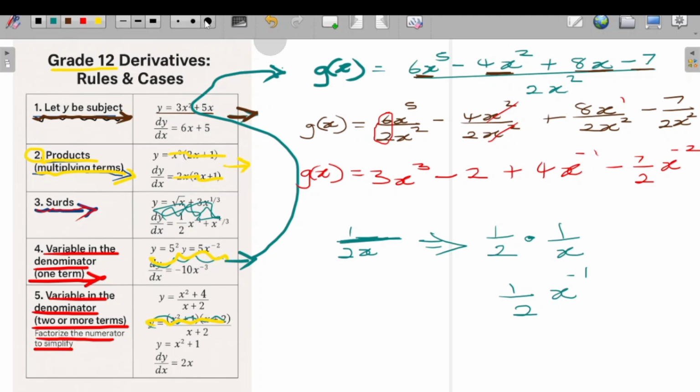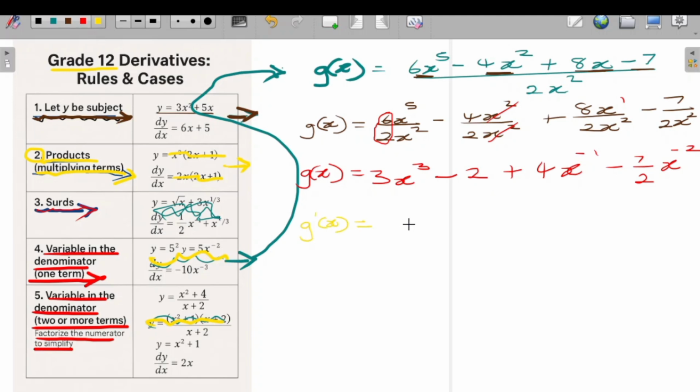So now let us continue. Let me erase this and carry on. So from this point we can just derive. So we'll say g prime x is equal to, we use the power rule. So this would be 9x squared. If you don't know the power rule by now, go and watch my first video on this topic, finding the derivatives.